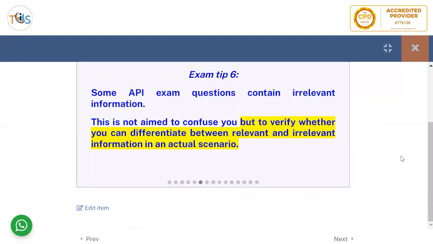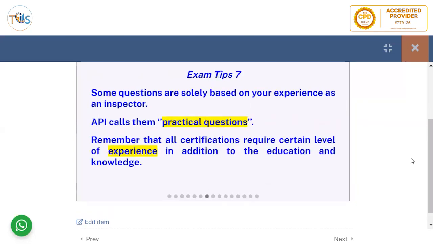Some API exam questions contain irrelevant information. This is not aimed to confuse you, but to verify whether you can differentiate between relevant and irrelevant information in an actual scenario. Some questions are solely based on your experience as an inspector. API calls them practical questions.